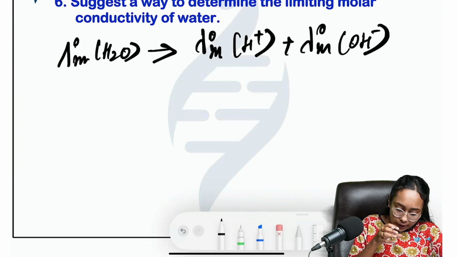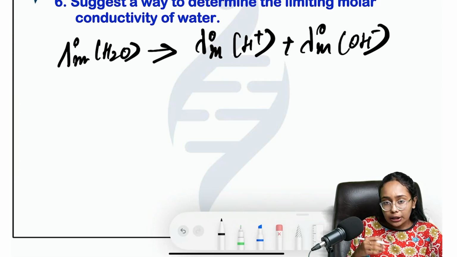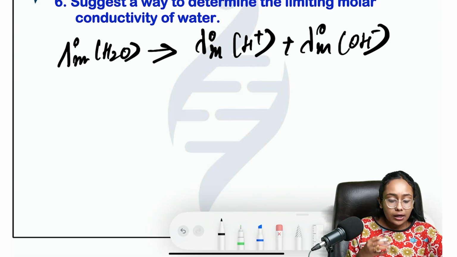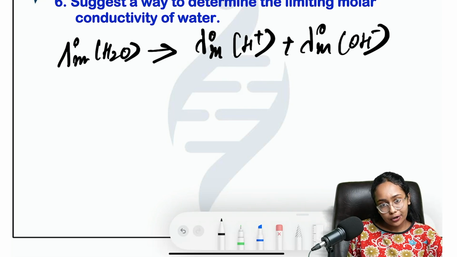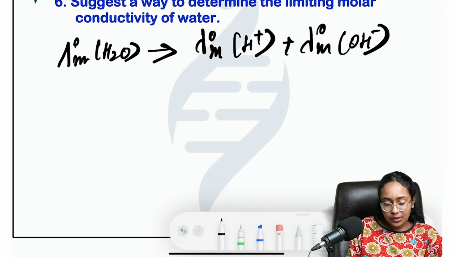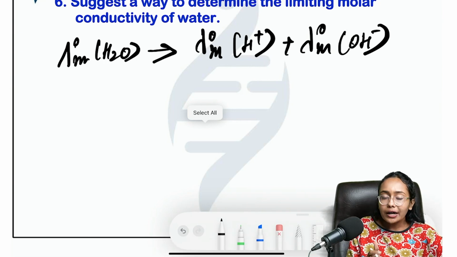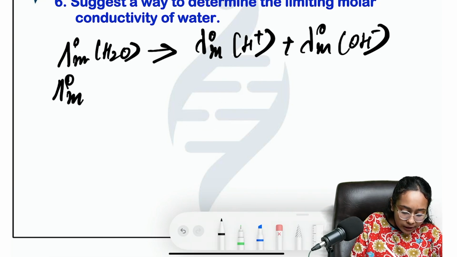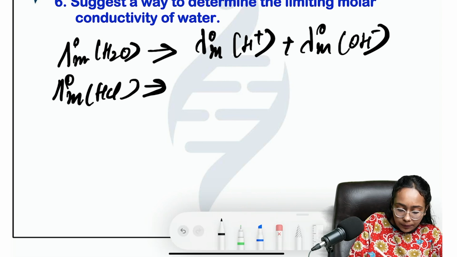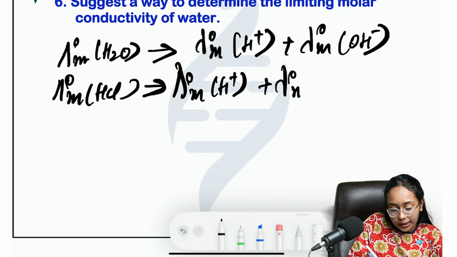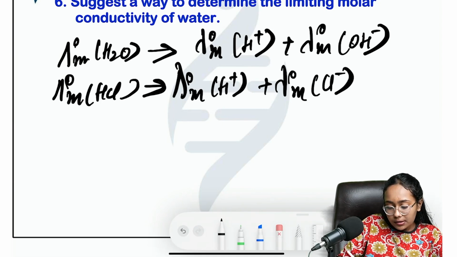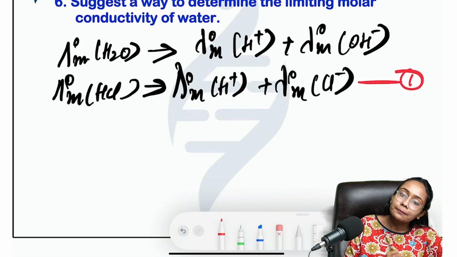So to get the limiting molar conductivity of water, I need to feed into the system two substances, one having H plus ions and one having OH minus ions. To provide H plus ions, I'm taking HCl. So the limiting molar conductivity of HCl means the limiting molar conductivity of H plus plus the limiting molar conductivity of Cl minus. This is going to be my equation number 1.